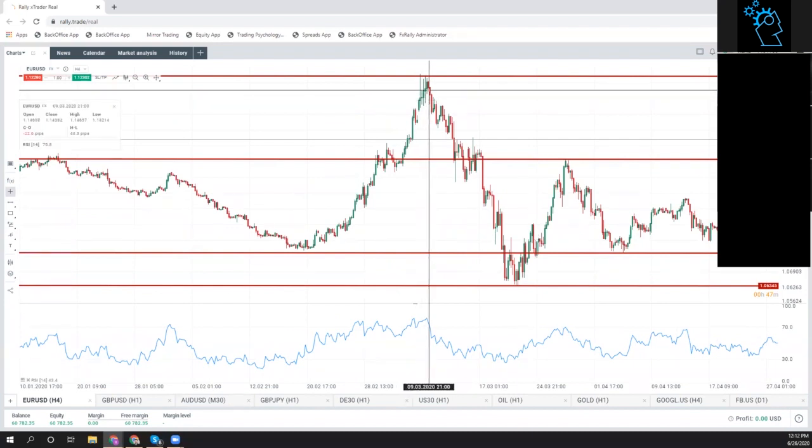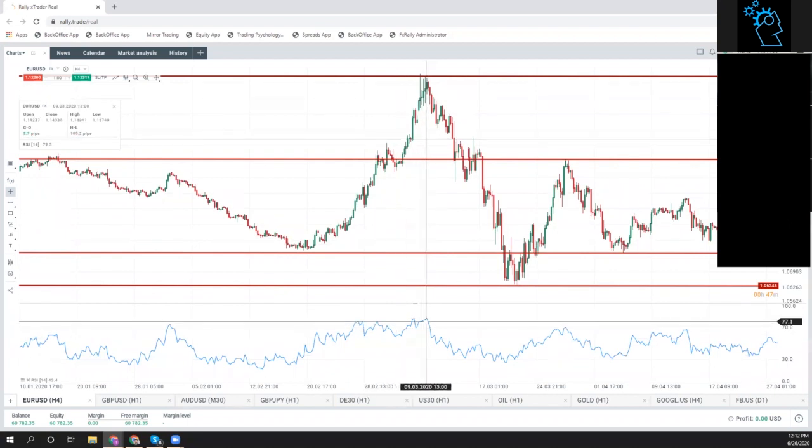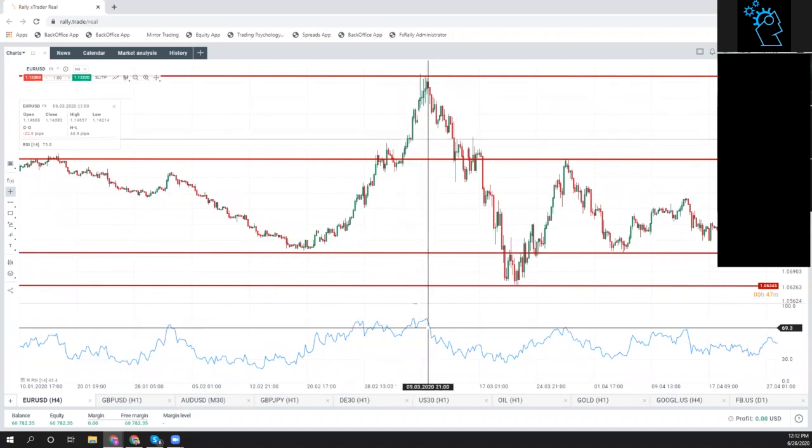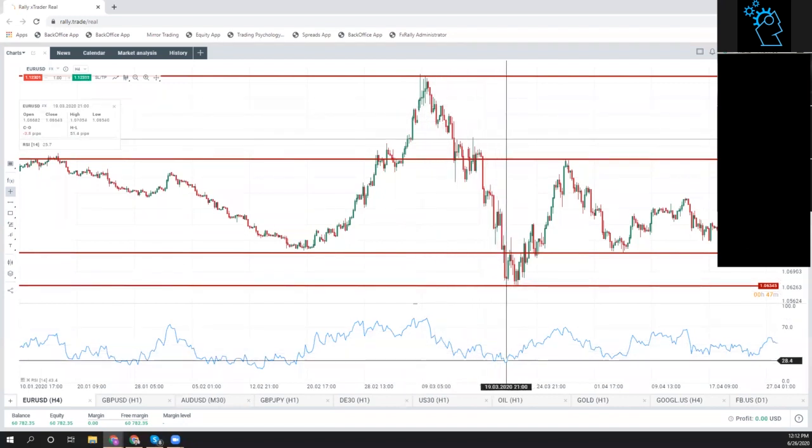As you can see here, the price went above the 70 level, and after that dropped and continued on the downside with the trend where it went below the 30 level. On the downside, we have the 30 level, which we need to look for in order to get some ideas if the market is this time oversold. So we have overbought above 70, oversold below 30.